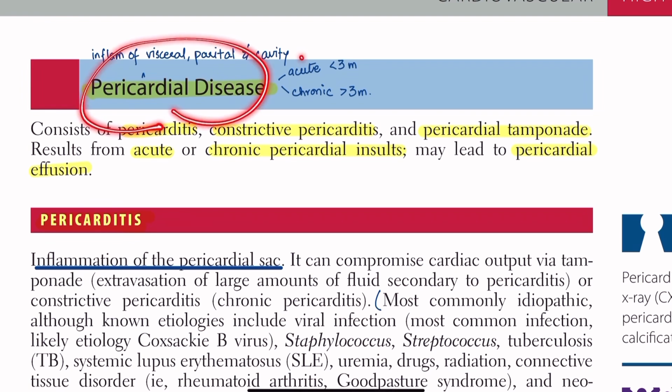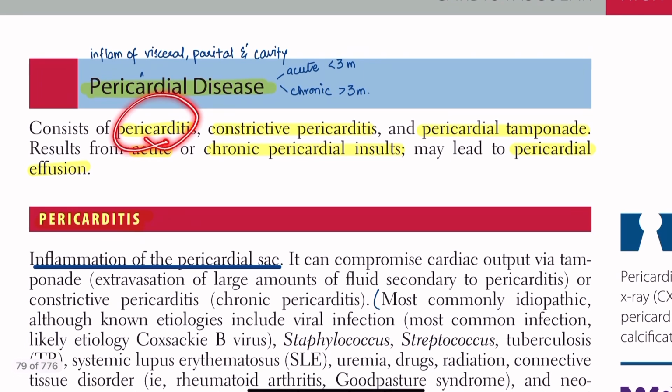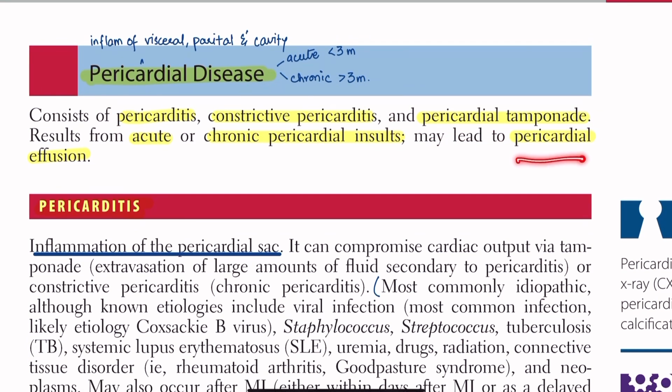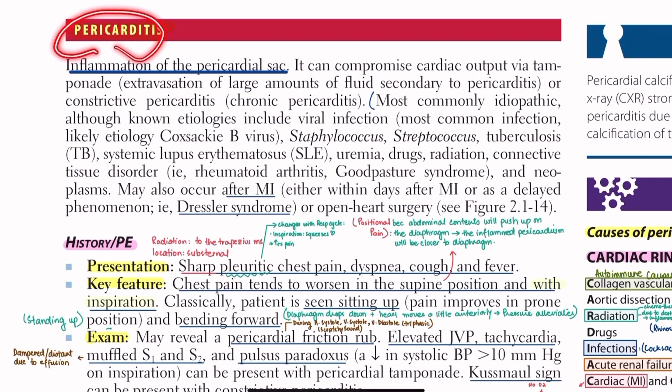Pericardial diseases can be acute or chronic. In the acute setting, it is less than 3 months, and in the chronic setting, it is more than 3 months. Pericardial diseases are usually inflammation of the visceral pericardium, parietal pericardium, and pericardial cavity. It consists of pericarditis, constrictive pericarditis, and pericardial tamponade. They all may lead to a complication called pericardial effusion. First, let's talk about pericarditis.